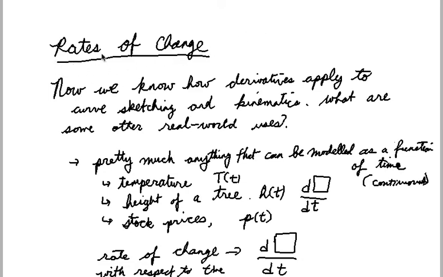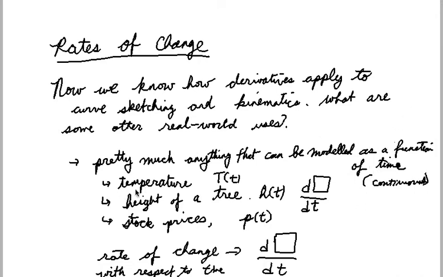All right, we're now going to be talking about rates of change and how derivatives are applied to rates of change. Everything that we've done so far with derivatives, we've applied to curve sketching and kinematics. But what are some other real-world uses of derivatives? Pretty much anything that can be modeled as a function of time, where the function's continuous, is a possible situation where we could use derivatives.